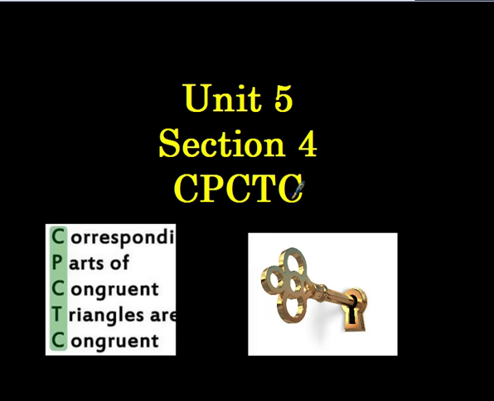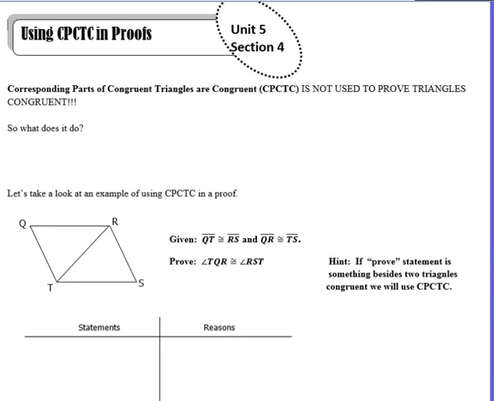How sad. We have Section 4, CPCTC. What exactly does that stand for? It stands for corresponding parts of congruent triangles are congruent. What exactly is this thing? We will find out. So, as I mentioned, corresponding parts of congruent triangles are congruent.